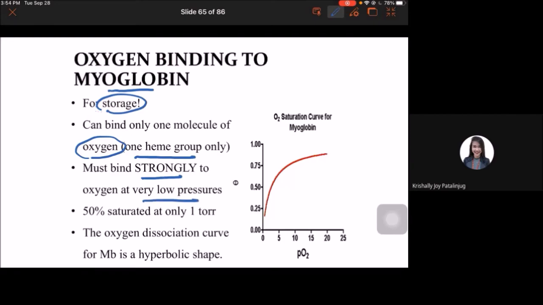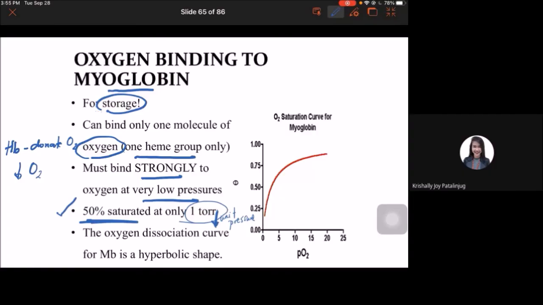Hindi katulad ni hemoglobin, kapag feeling ni hemoglobin mababa yung oxygen pressure sa surrounding, ibibigay niya yung meron sa kanya na oxygen. Unlike si myoglobin, talagang gusto niyang strongly bounded si oxygen kahit at very low pressure. Kaya, meron tayong concept dito stated na at 1 torr, okay? Torr is a unit of pressure. At 1 torr, that is a very low pressure. Na-attain na niya yung 50% saturation kahit 1 torr pa lang.